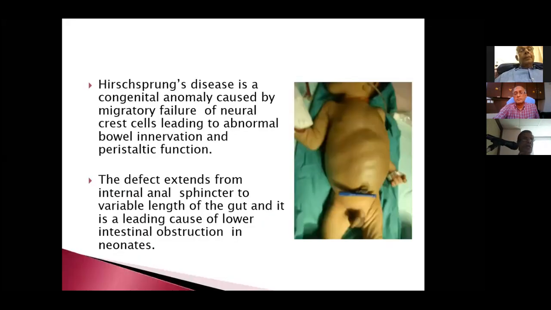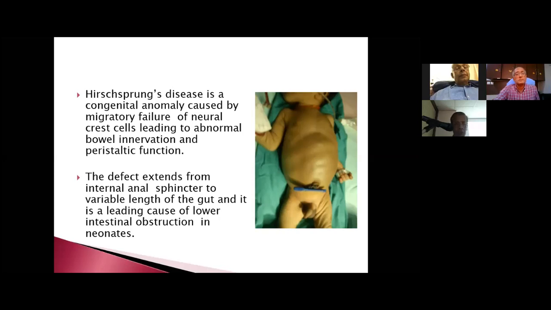Hirschsprung's disease, congenital megacolon or congenital aganglionosis, is a congenital anomaly caused by migratory failure of neural crest cells, leading to abnormal bowel innervation and peristaltic function. The ganglion cells are derived from the neural crest. These neural crest cells travel along the vagus nerve and reach the bowel, and they can get arrested at any stage, and the area beyond this migration is aganglionic bowel, that is congenital aganglionosis.